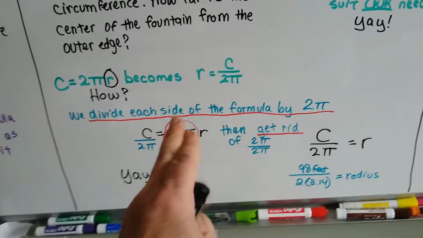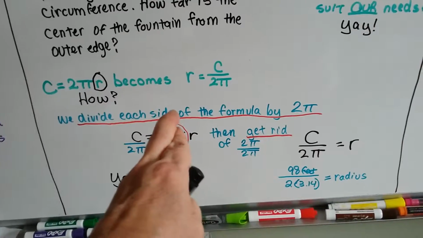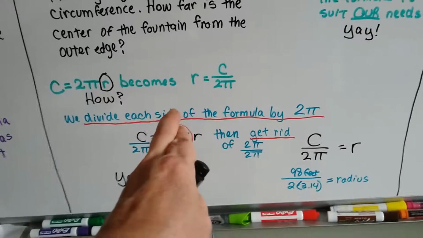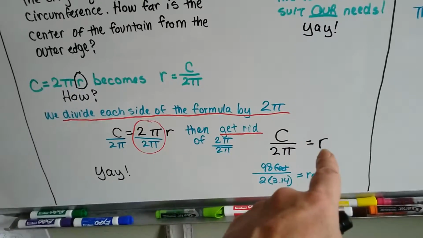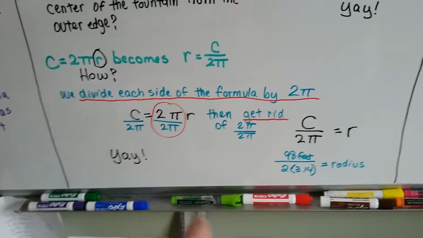So now what ends up happening is, if we cover that up and we got rid of it, can you see what's there? C over 2 pi equals R. C over 2 pi equals R. Is that cool? Yay! All right.